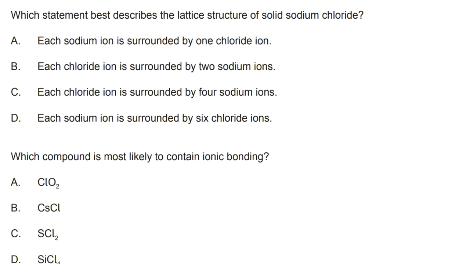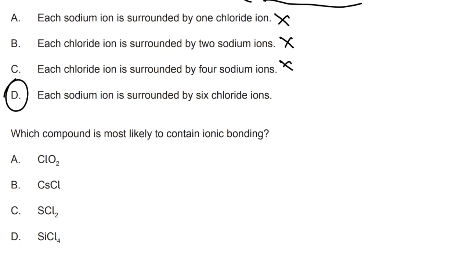Which statement best describes the lattice structure of solid sodium chloride? Sodium chloride in a lattice structure would have sodium surrounded by chlorine on all six sides, and each chlorine surrounded by sodium on all six sides. Chloride ion, nope, nope, nope. It's six. It's going to be D.